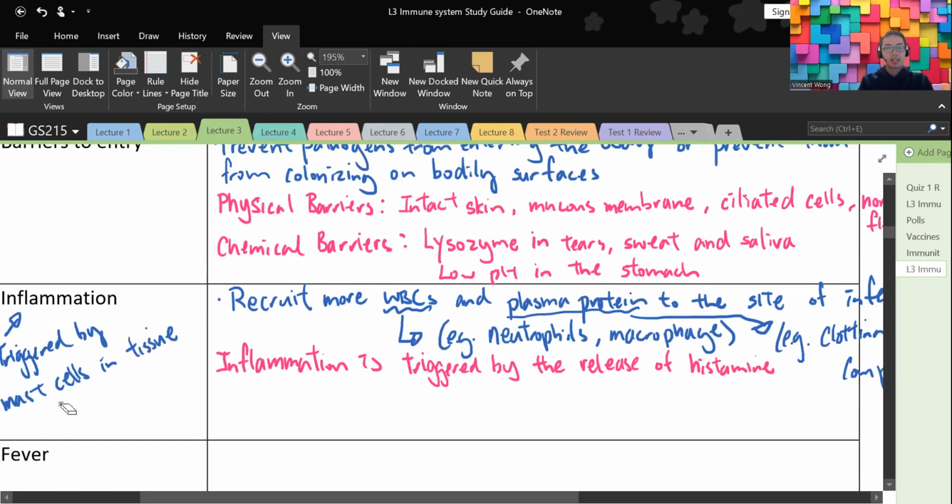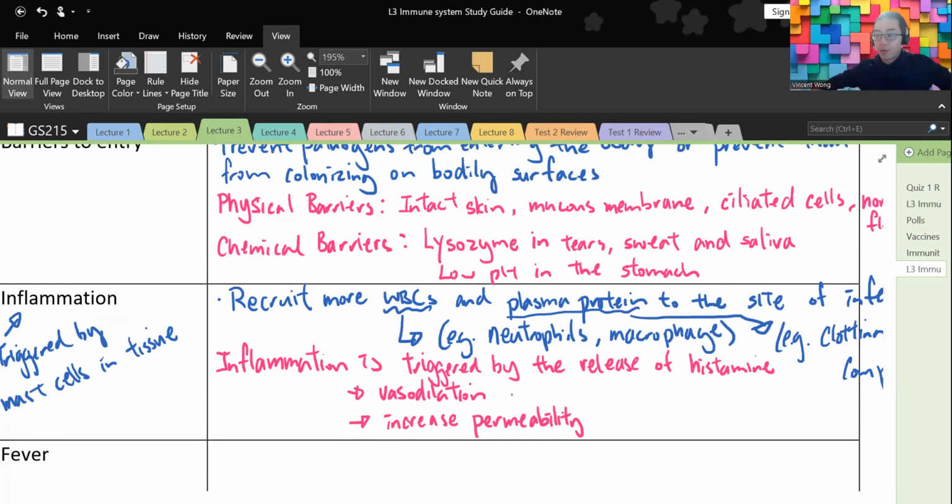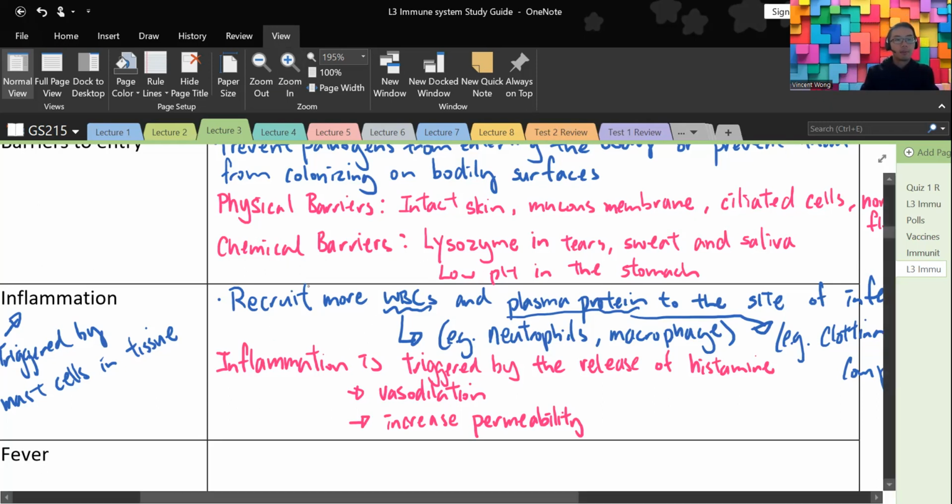So the mast cells will release the histamine, which will then, number one, promote vasodilation. Okay, make the blood vessels bigger so more blood can flow there. And number two, it will increase permeability. Okay, so make the vessels more leaky, right? So all these white cells can come and exit the tissue and clear the pathogens from your tissue. Okay, so more on inflammation later on.